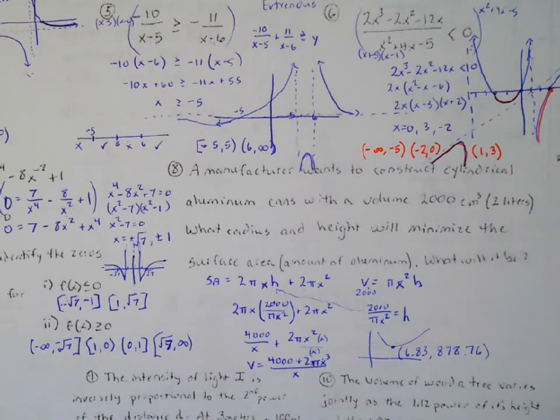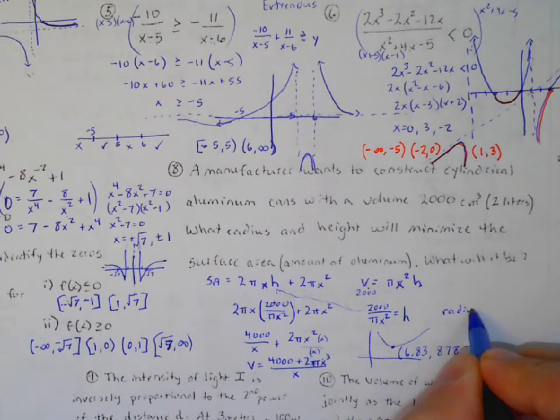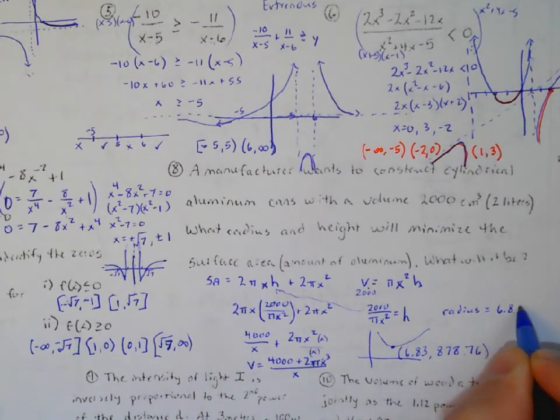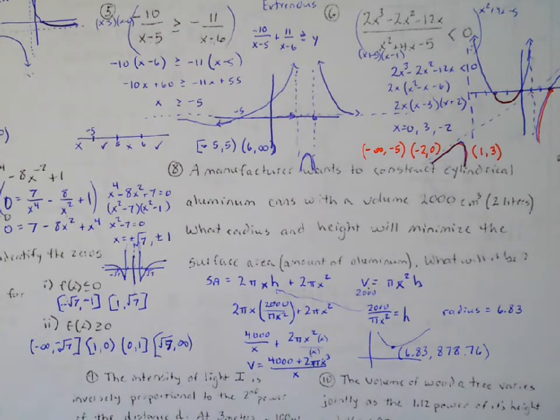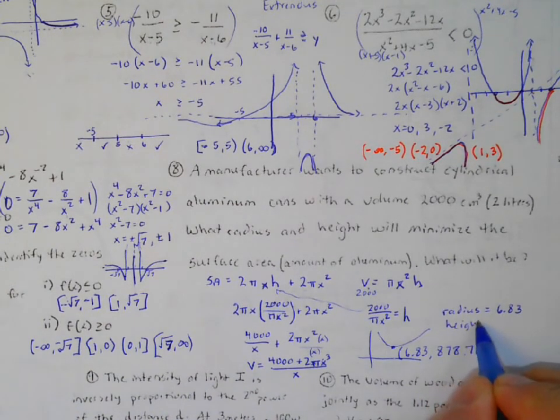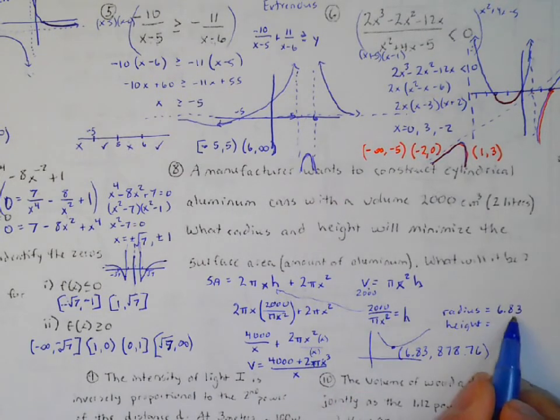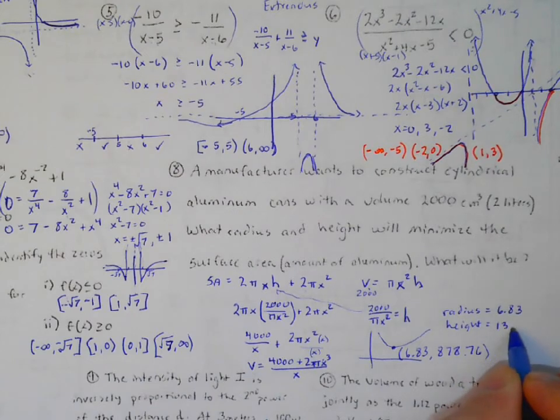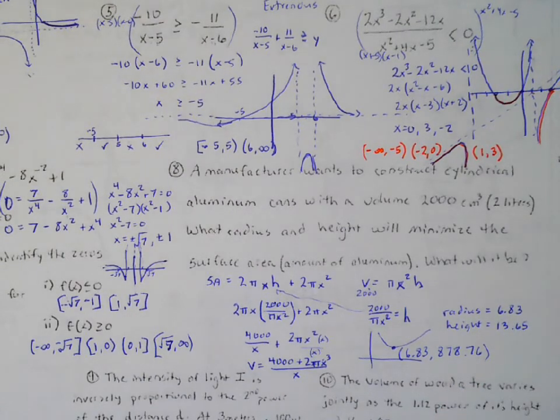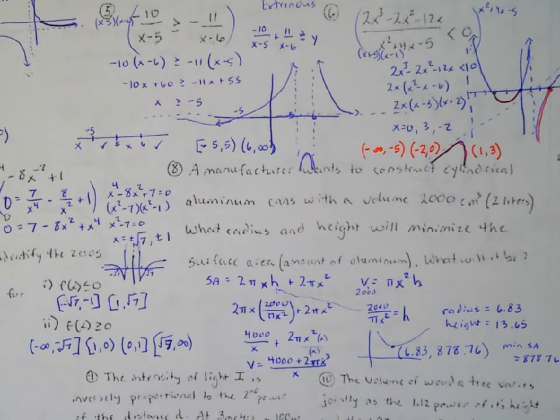So the radius, or the x, should equal about 6.83, and the height, okay, the height, I can plug that back in here. So 2,000 divided by pi times your x squared should be about 13.65 centimeters. Okay, and that leads to minimum surface area would be about 878.76, which is what we have right there. So that gives us that volume that we need.